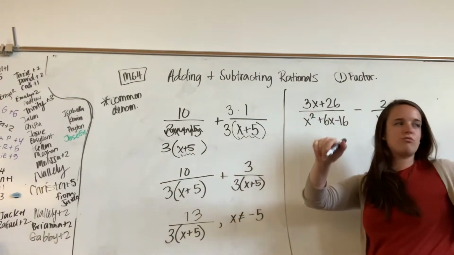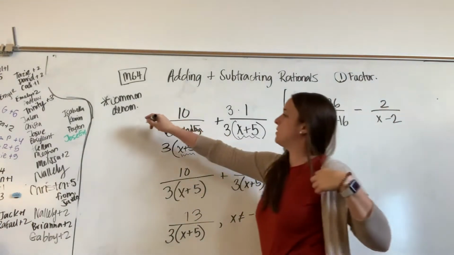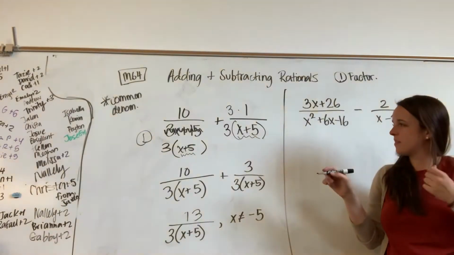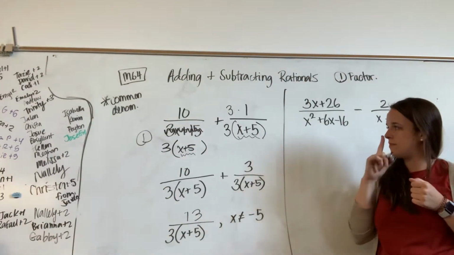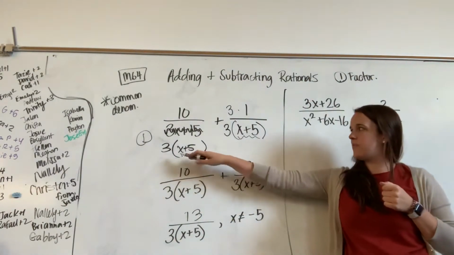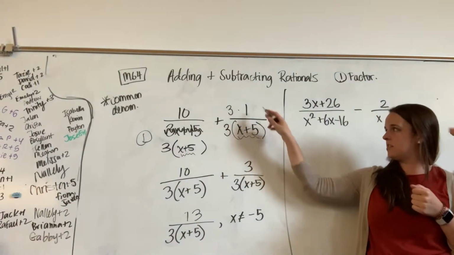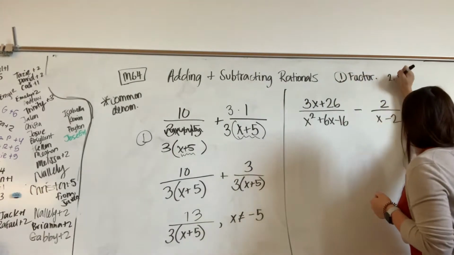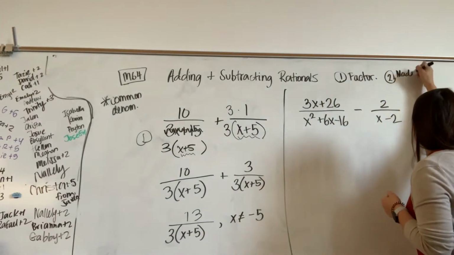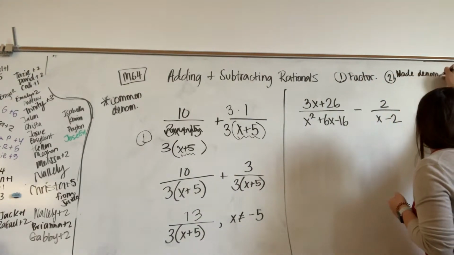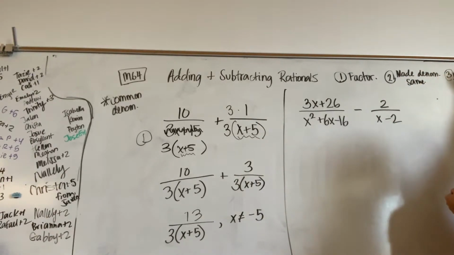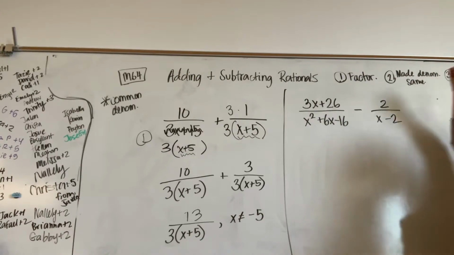Okay, so let's go back. Our first step was to factor, right? What did we do after that? We multiplied on the same side to get the same denominator. So we made the denominators the same, and then we combined. I realized we didn't finish our steps.